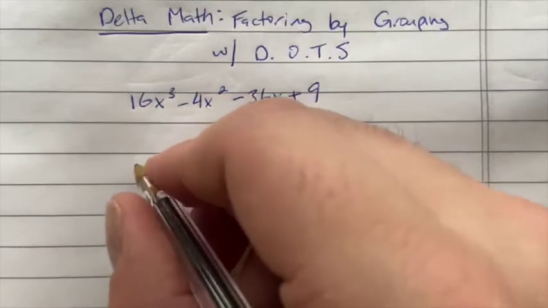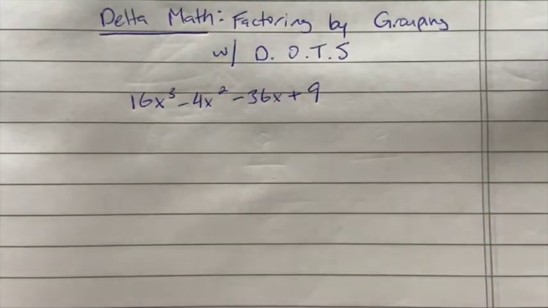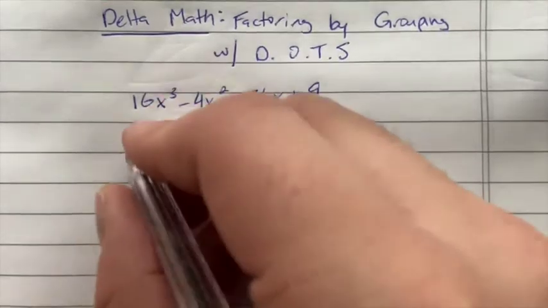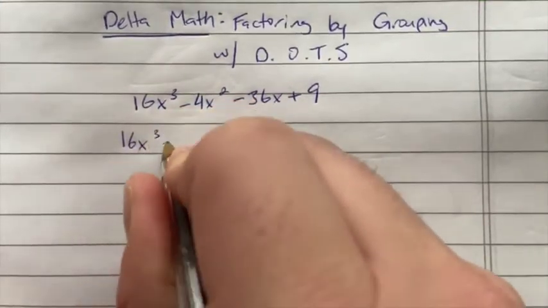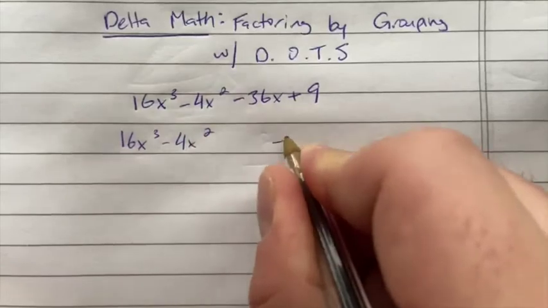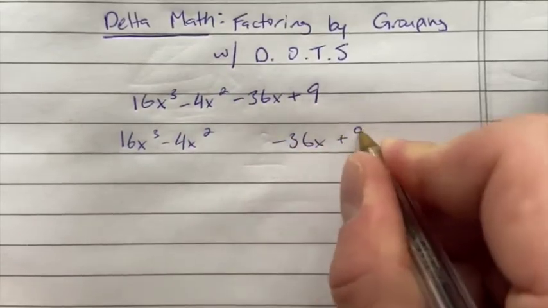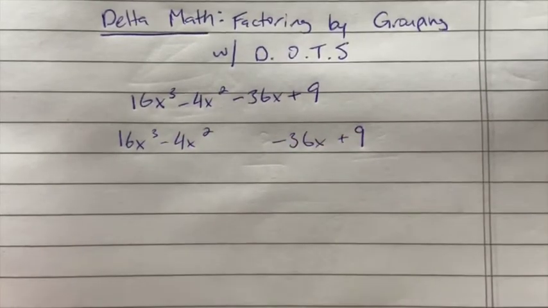Hi everyone, I'm going to show you one more factoring by grouping. This one has a little bit of an extension with difference of 2 squares. Alright, so again, first thing I'm going to do, group the first 2 terms and the second 2 terms. And again, I'm going to factor the first 2 by the GCF and the second 2 by the GCF.